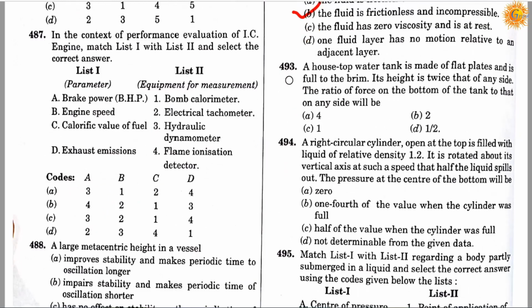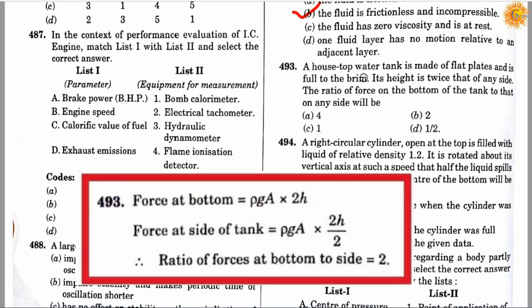Question number 493. A house top water tank is made of flat plates and is full to the brim. Its height is twice that of any side. The ratio of force on the bottom of the tank to that on any side will be: option A is 4, option B is 2, option C is 1, option D is a half. So the correct answer is B, it will be 2.